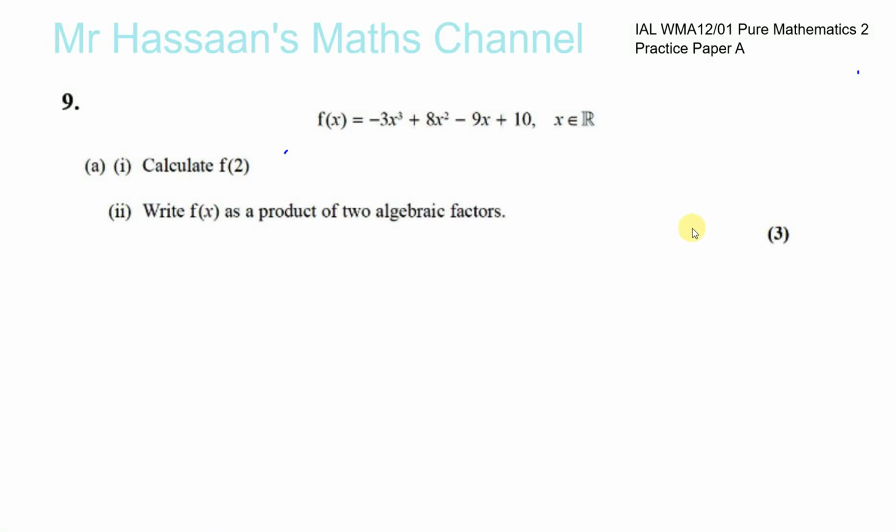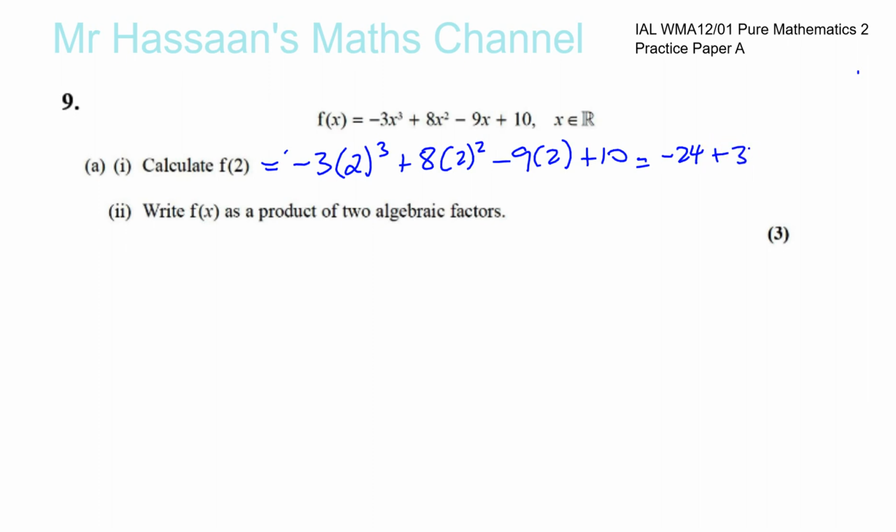Okay, question number 9 from P2 practice paper A. Part 1 says calculate F2. So F2 is going to be when you substitute 2 instead of x. So you'll have minus 3 times 2 cubed plus 8 times 2 squared minus 9 times 2 plus 10. That's going to give me minus 3 times 8, which is negative 24, and 8 times 4, which is positive 32, and minus 9 times 2, which is negative 18, and plus 10.